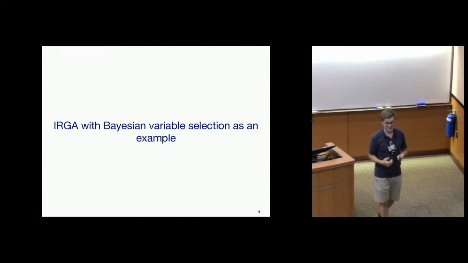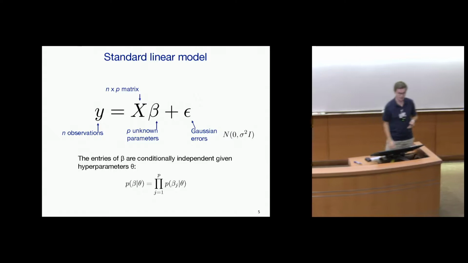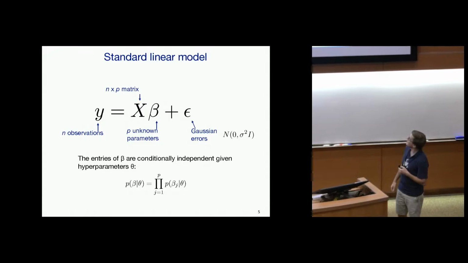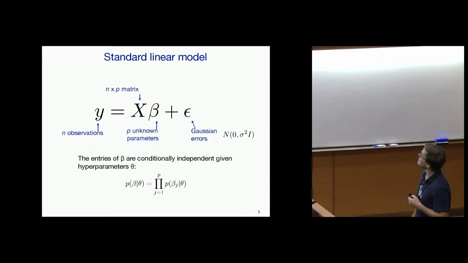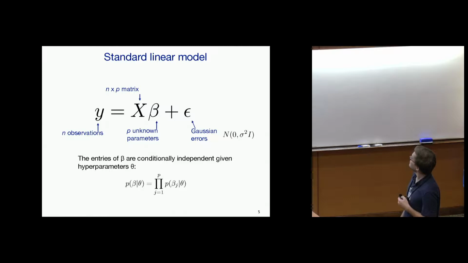So here is the setup we're looking at. We're looking at just a standard linear model. The linear model has n observations. These observations are y. We have a design matrix x that has n rows and p columns. We have p unknown parameters, beta. These are the main quantities of interest. And we assume that we have additive Gaussian errors, and that they are IID, so it's a multivariate Gaussian distribution with the identity covariance matrix. This is the basic model that gives you the likelihood, and we're going to do Bayesian inference.